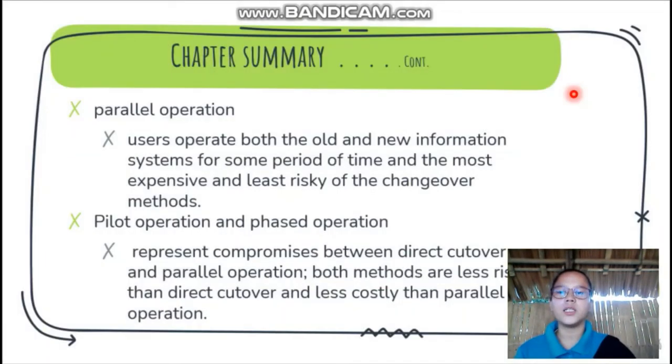Parallel operation: users operate both the old and the new information systems for some period of time. It is the most expensive and least risky of the changeover methods. Pilot operation and phased operation represent compromises between direct cutover and parallel operation. Both methods are less risky than direct cutover and less costly than parallel operation.